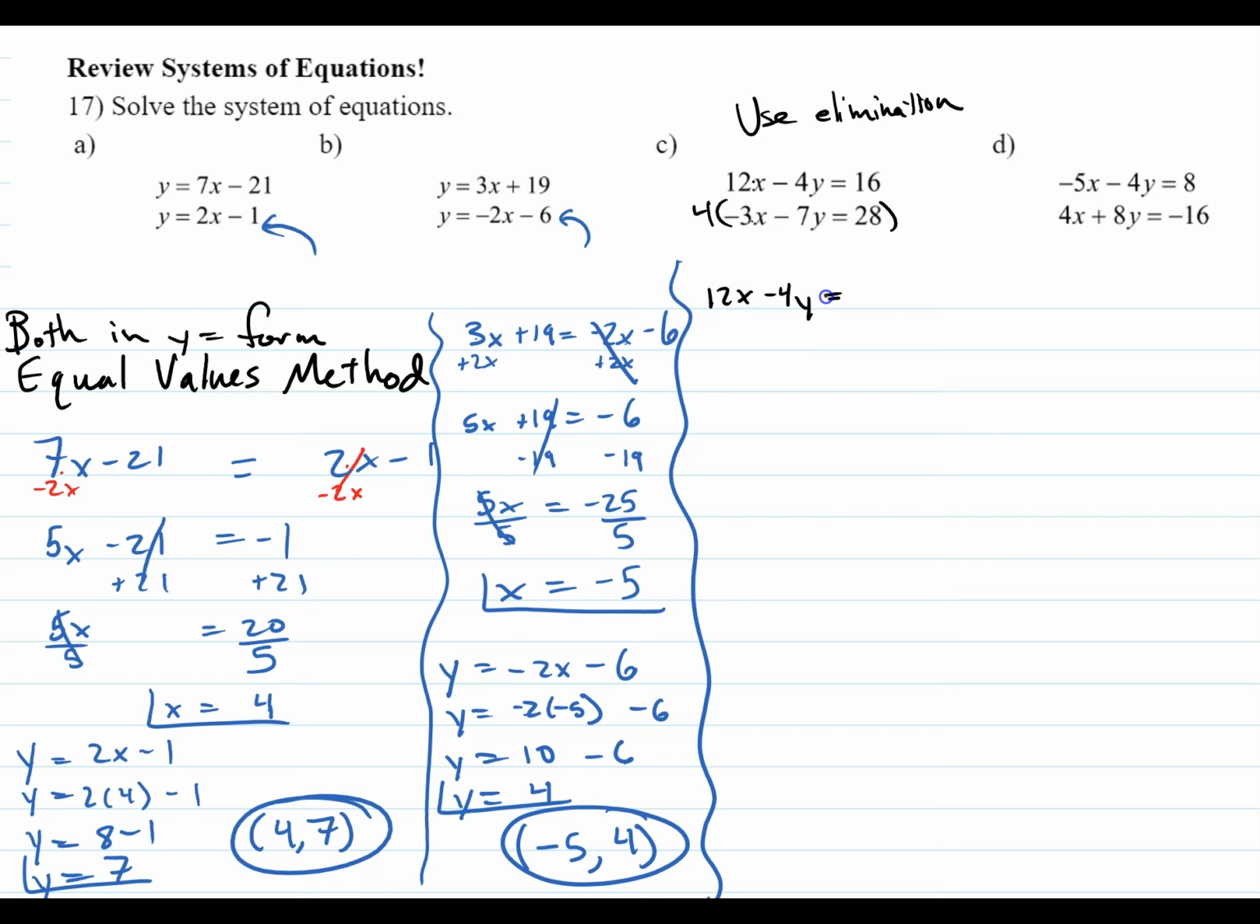The top equation stays the same. And then if you multiply everything on the bottom by 4, I get negative 12x minus 28y equals 4 times 28 is 112. Now we add the two equations together. 12x minus 12x cancels. And then over here, adding together gives us negative 32y equals 128. Divide both sides by negative 32, and y is negative 4.